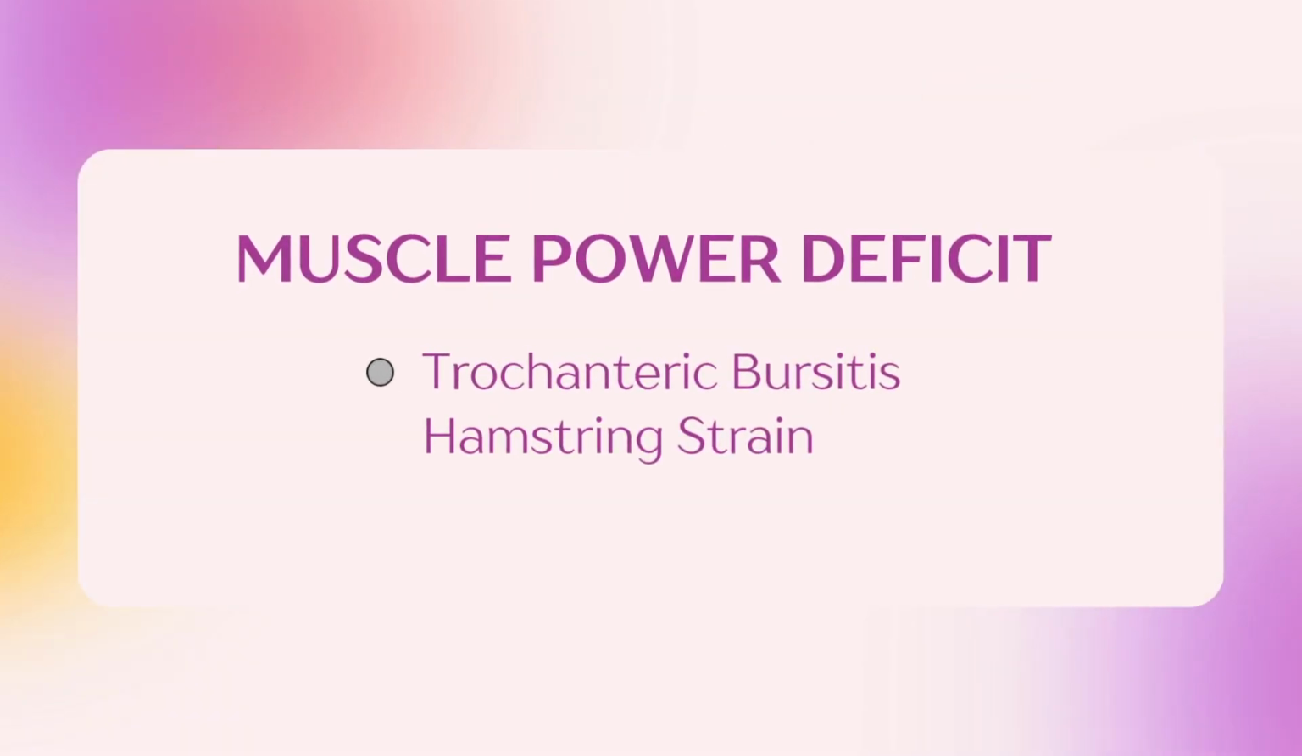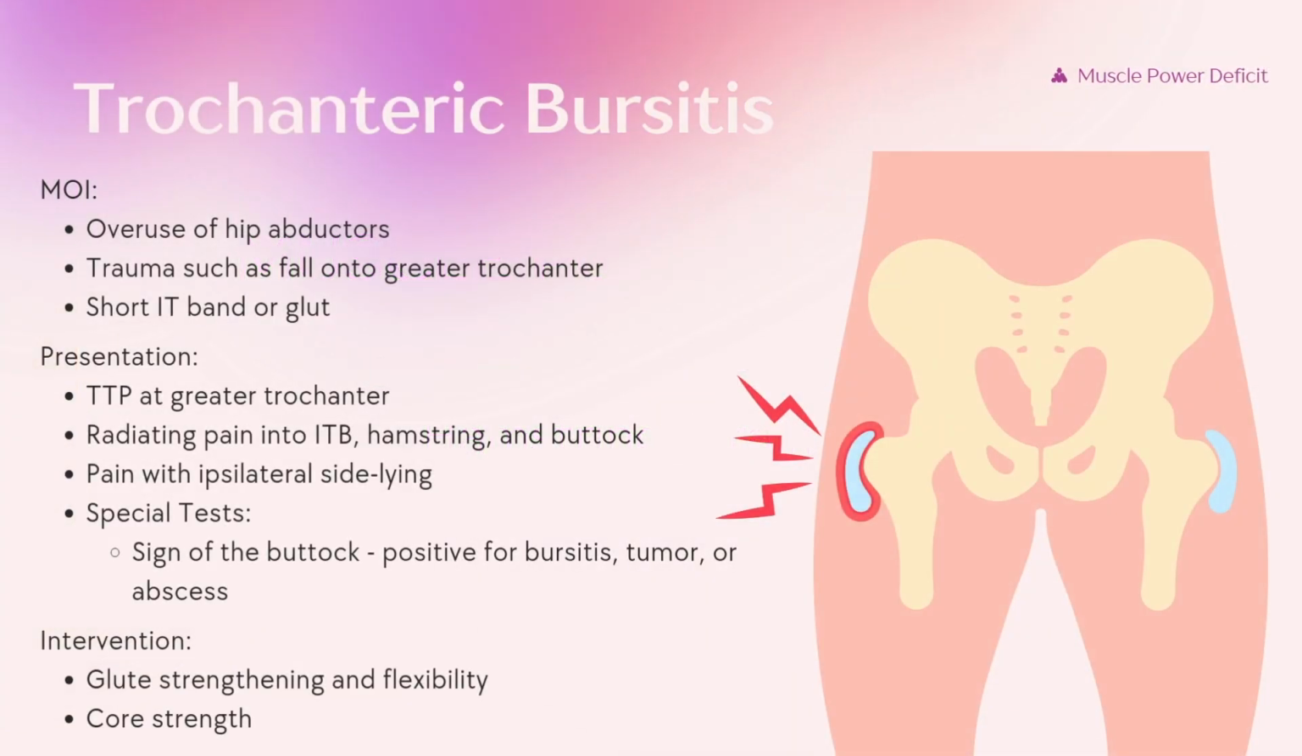So what is a muscle power deficit? This is when there's contractile structure dysfunction leading to weakness and pathomechanics due to overuse or trauma. Examples are Trochanteric Bursitis and Hamstring Strain. For Trochanteric Bursitis, this is a pain syndrome based on the presence of pain at the greater trochanter. It can be due to the glute min bursa, glute med bursa, or glute max bursa.